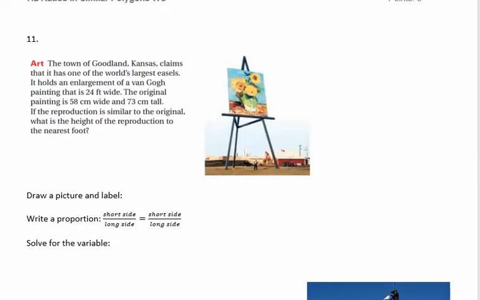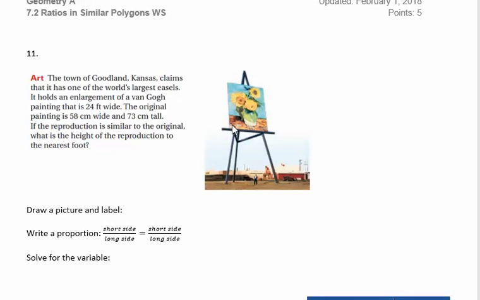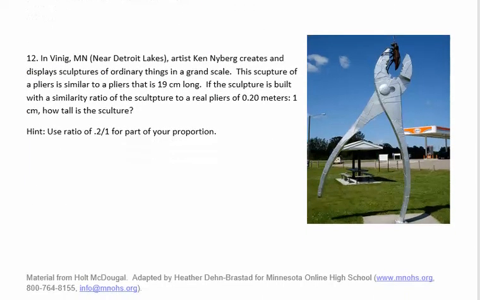And then in 11 and 12, you're going to be using some real-world problems. This one is about a town in Kansas. This one, some of you may know. It's in Vernig, I think there's an R in there, up by Detroit Lakes. They have this statue park of ordinary things that are made large, and I actually measured this when I was up there. So you can figure this out and see how to do this one. This one's similar to the last one, where they give you the similarity ratio rather than the actual length of something.